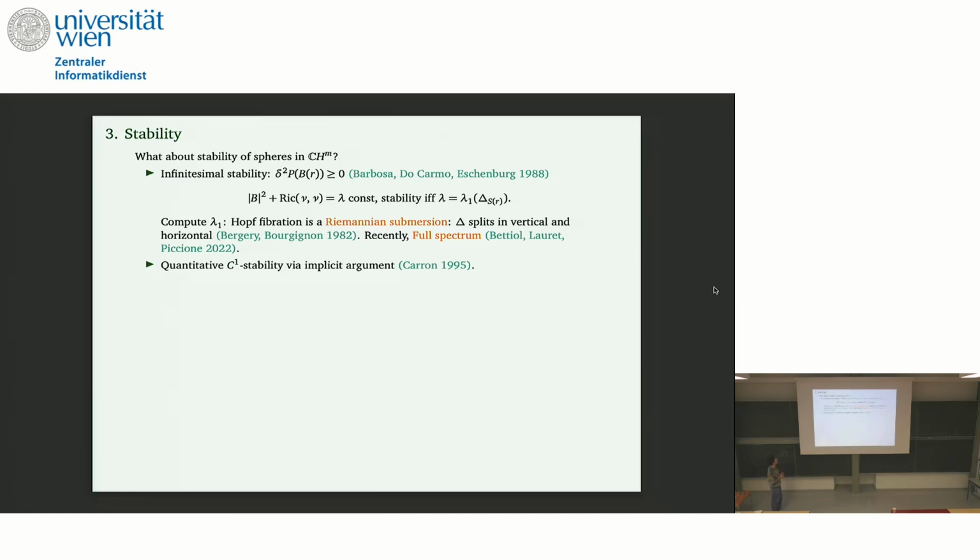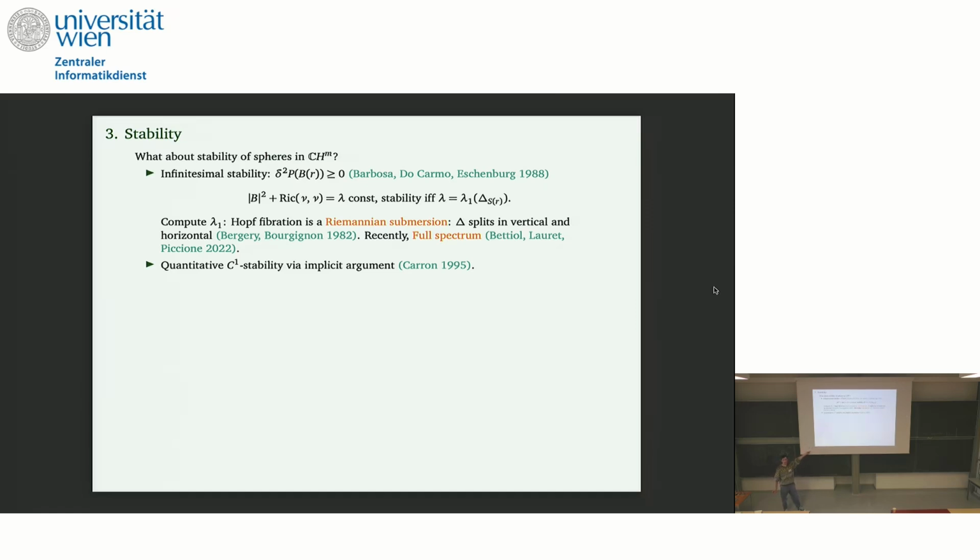Okay, let's talk about stability now. What do we know about stability of spheres in the complex hyperbolic space? What we know is that spheres are infinitesimally stable. By the paper I cited before, Barbosa, do Carmo, and Eschenburg, we have that if the second term of the Jacobi operator is constant, then your set is stable if this constant is equal to the first eigenvalue of the Laplacian over the surface.